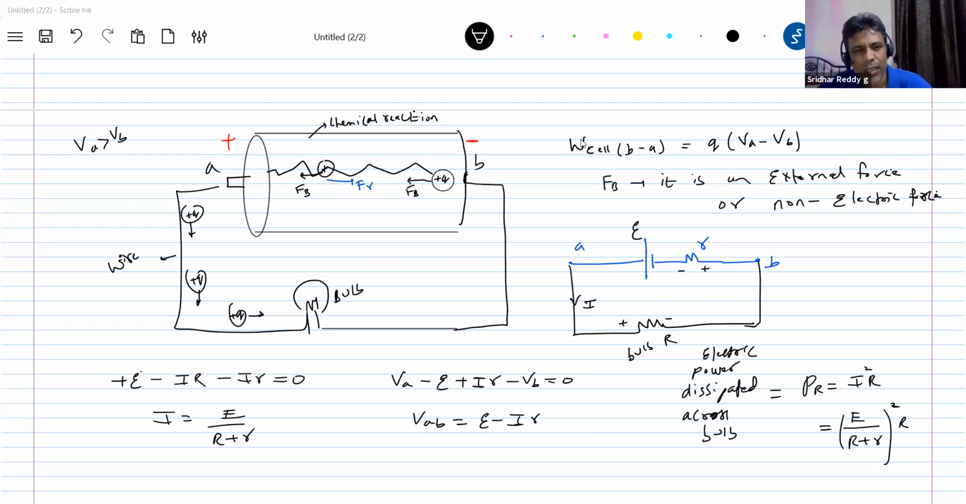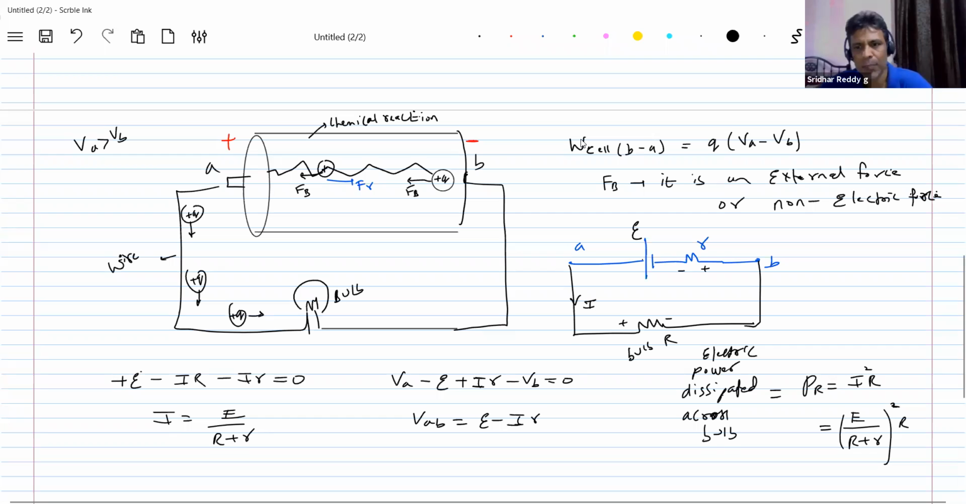To overcome the resistance. You know enough electrostatics, right? Just multiply Q into potential difference, you'll get energy. So what is Q into E? Work done by the cell. I into R is the energy available across the bulb. What is this I into small r? This will be the drop across the internal resistance of the cell, multiplied by your charge. So some work is done to overcome this internal resistance. That's why the terminal voltage will be less than the EMF according to the KVL.